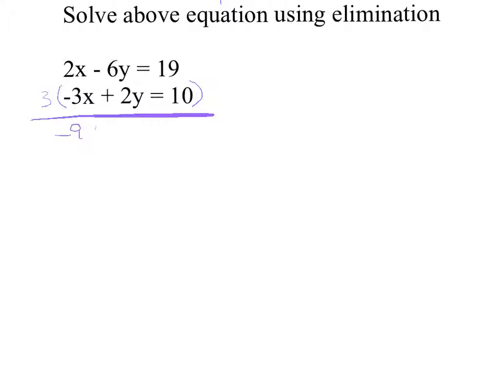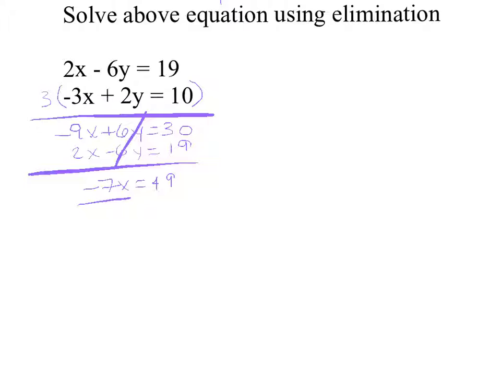So I get negative 9x plus 6y equals 30. And then I'll rewrite the top one. Okay, it's good for you to double check that you multiplied everything and that they actually zero pair out. So my y's cancel out. Here I get negative 7x equals 49. Divide by negative 7. So x equals negative 7, just like we got with substitution.